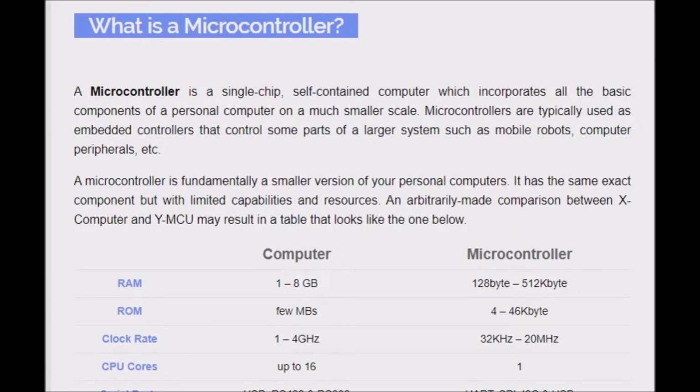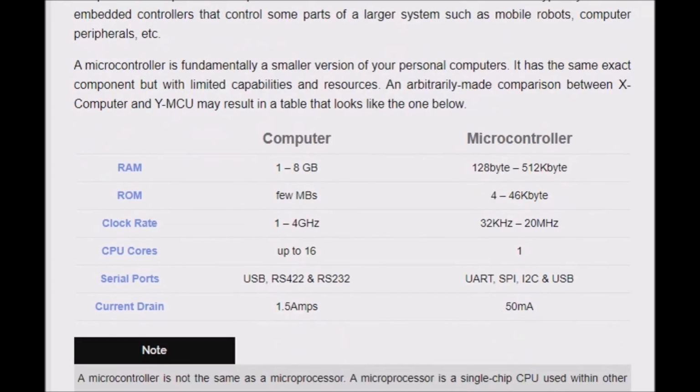An arbitrarily made comparison between computer X and MCU Y may result in a table that looks like the one below. RAM: a computer has 1 to 8 gigabytes; the microcontroller has 128 bytes to 512 kilobytes. ROM: a few megabytes versus 4 to 46 kilobytes. Clock rate: 1 to 4 gigahertz versus 32 kilohertz to 200 megahertz. CPU cores: up to 16 versus 1. Serial ports: USB versus UART, SPI, I2C, and USB. Current drain: 1.5 amps versus 50 milliamps.